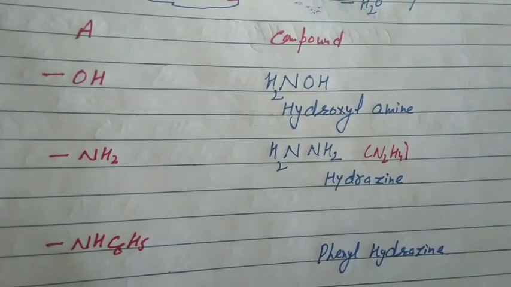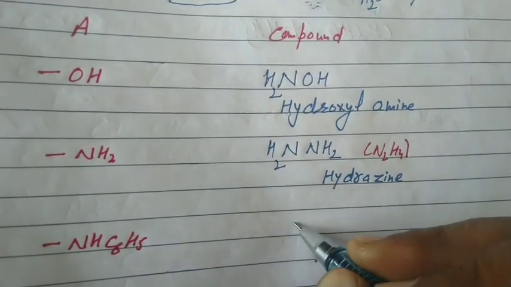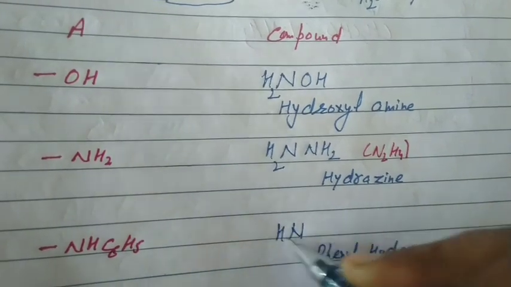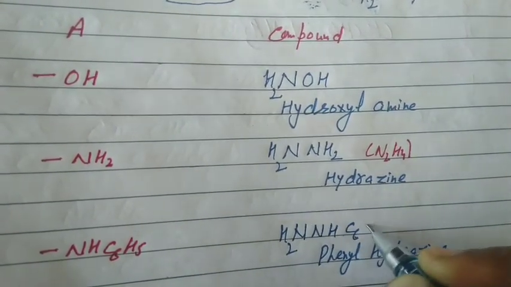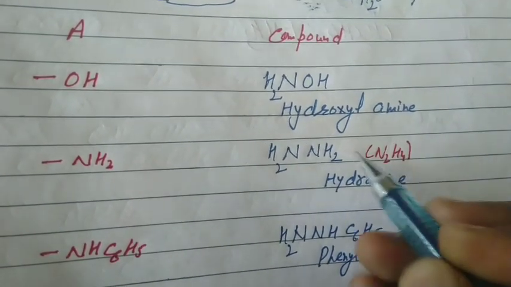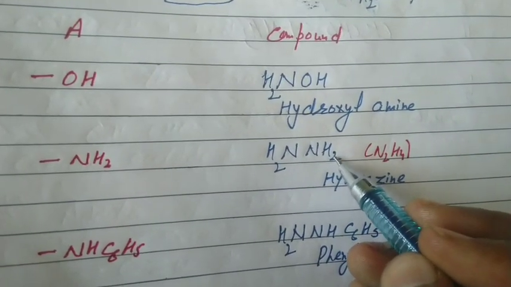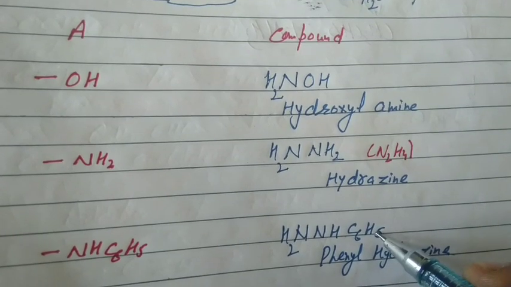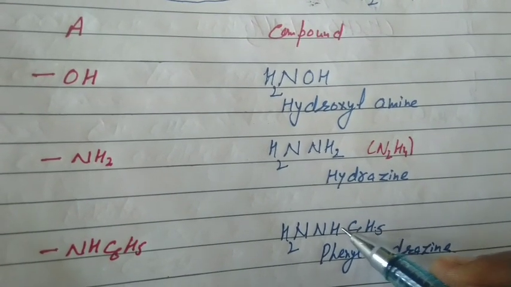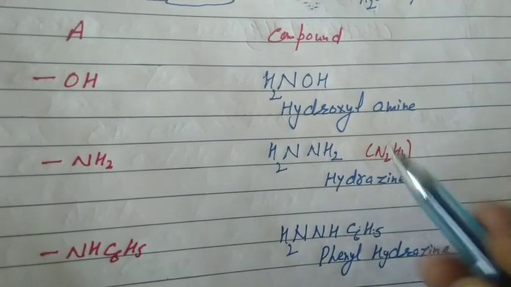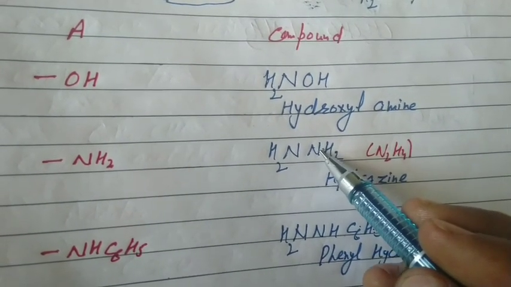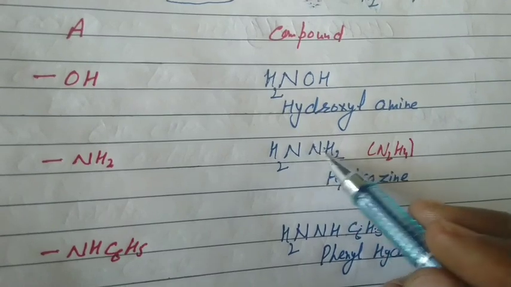It means the compound is NH2A, where A is NHC6H5. Students, what do we call this compound? Hydrazine with one hydrogen replaced by a phenyl group. It means its name is phenylhydrazine. What's the name of this compound? Phenylhydrazine. It is hydrazine, NH2NH2. Nitrogen shows catenation in this compound.